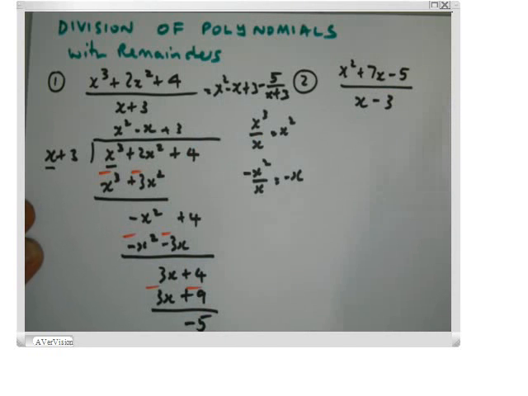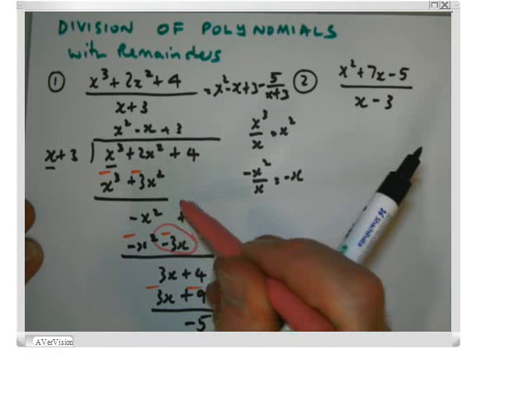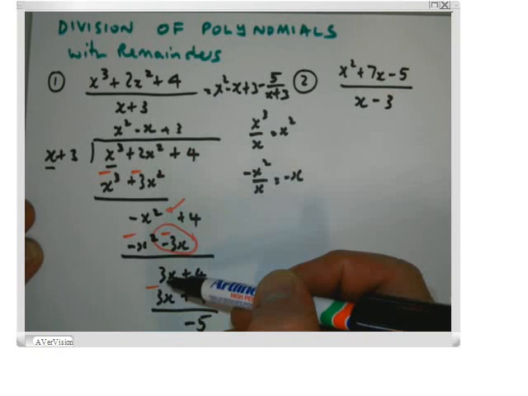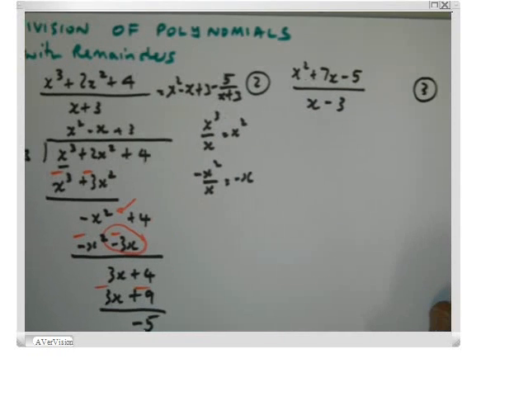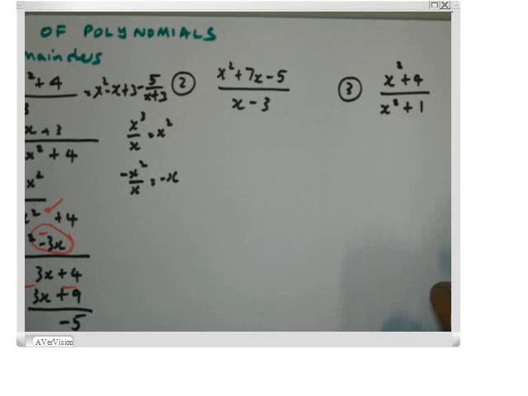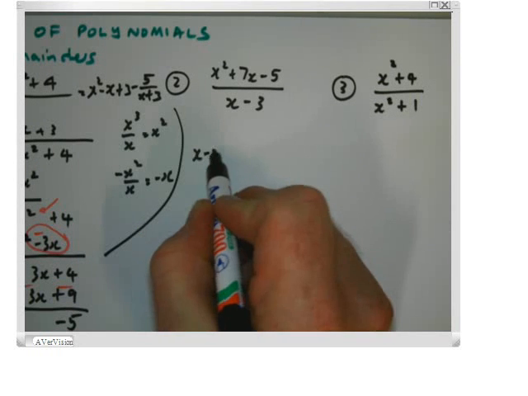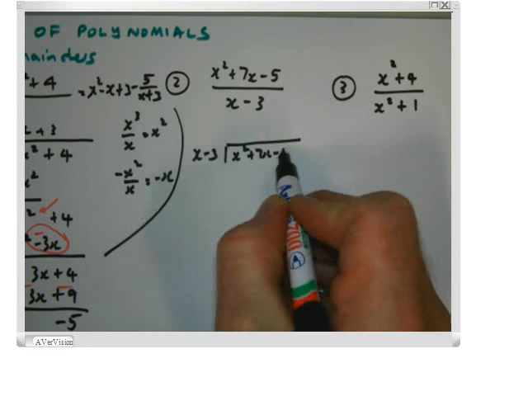Notice that in here, when I didn't have an x term in the top bit, I had 0 minus that to leave 3x. The second example involves a quadratic divided by a linear, and a similar process occurs. x minus 3 goes into x squared plus 7x minus 5.